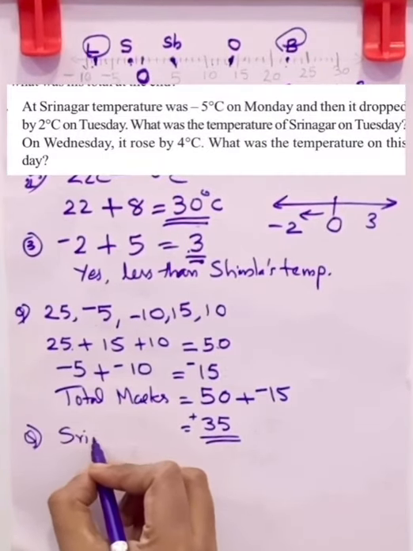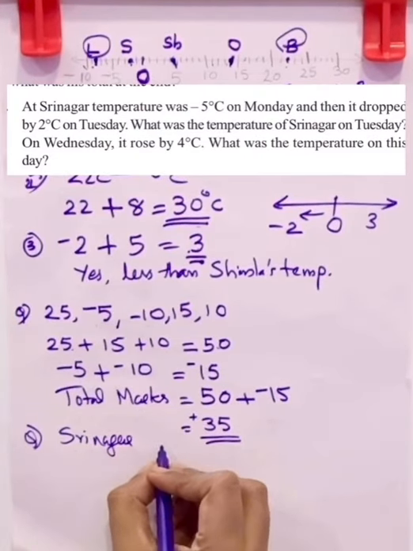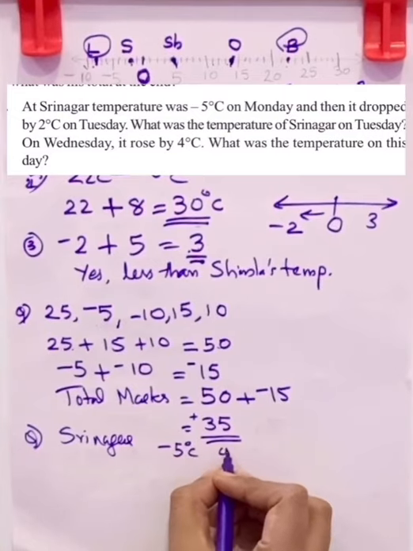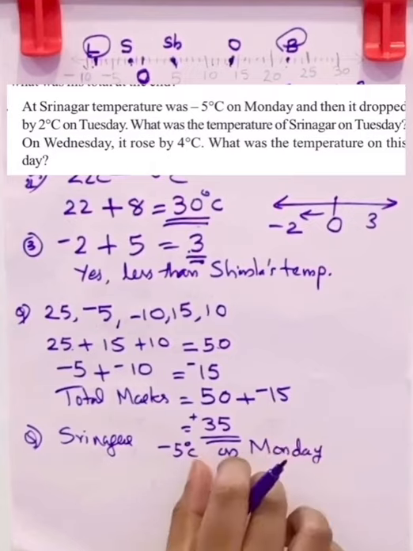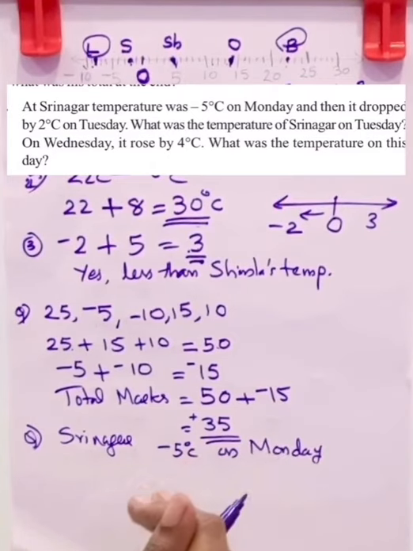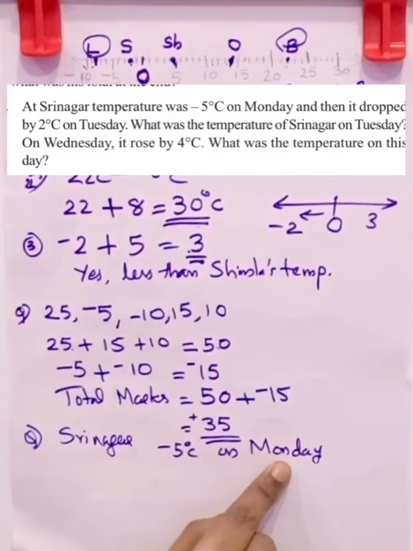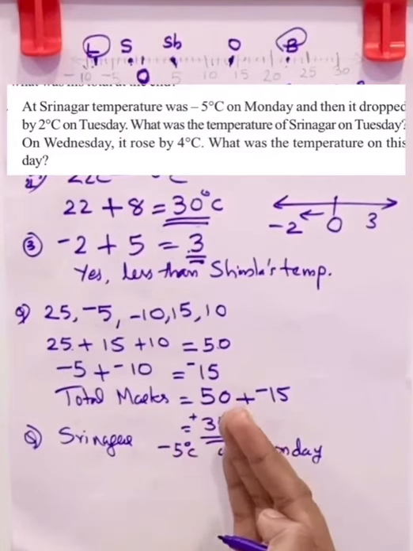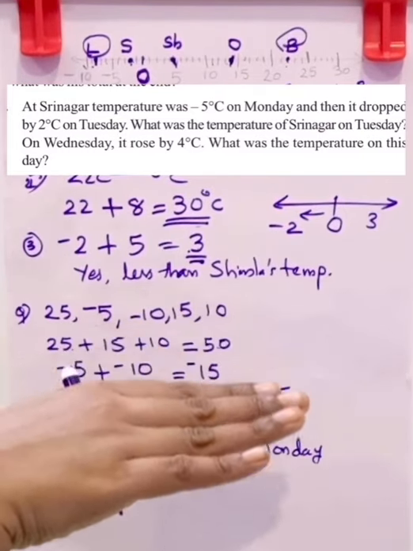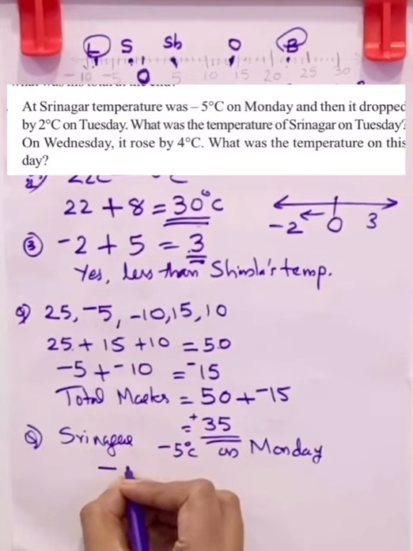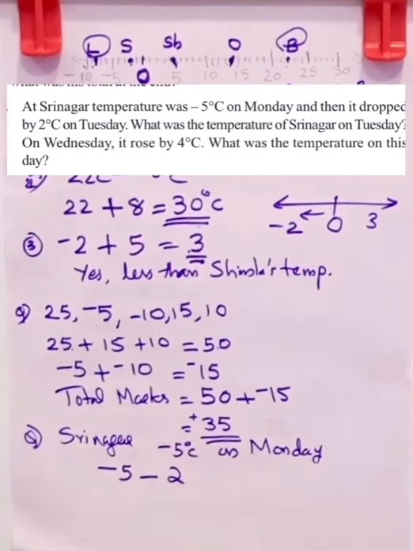Now in the next question, at Srinagar the temperature was negative 5 degrees Celsius on Monday. And then it dropped by 2 degrees Celsius on Tuesday. So negative 5 was on Monday and on Tuesday 2 degrees Celsius dropped. Dropped means it came lower. So negative 5 minus 2 degrees Celsius.